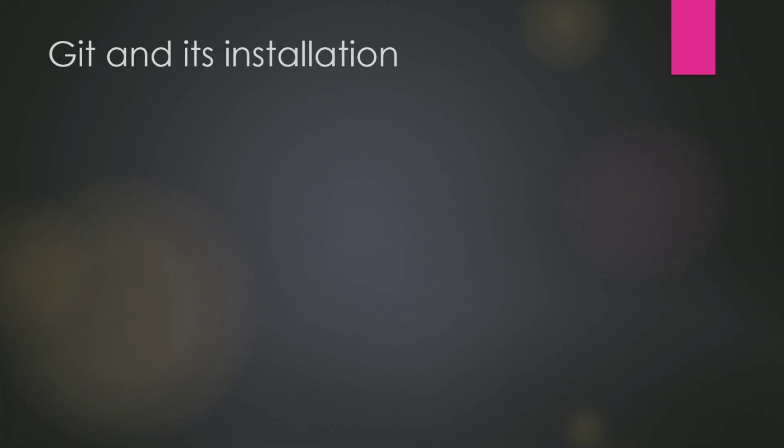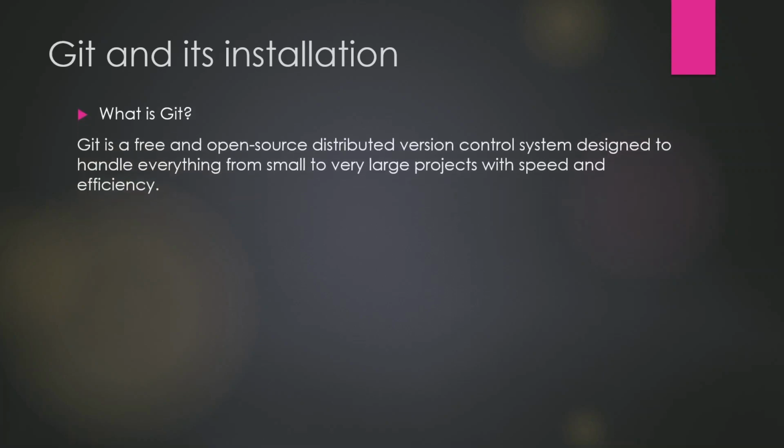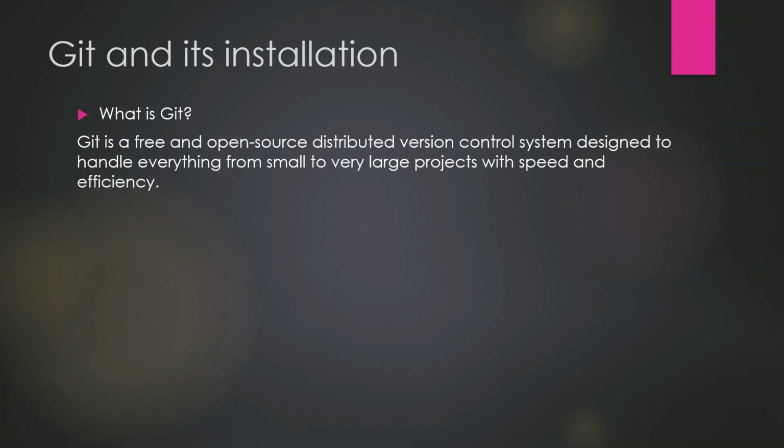So in today's video, we are going to learn about what is Git and how do we install it. So let's get started. So as the first point says, what is Git? Git is a free and open source distributed version control system designed to handle everything from small to very large projects with speed and efficiency.